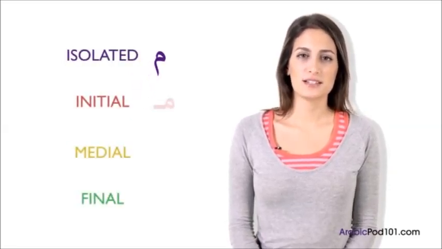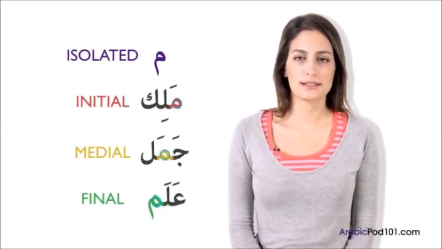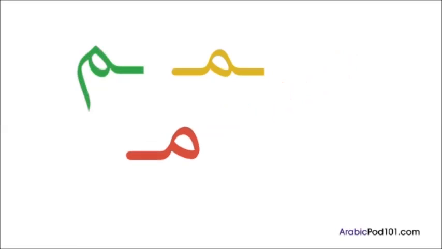Now let's see the other possible forms. Initial, medial, final. It's basically a circle, and the way it connects to the letters around it depends on its position. Here's how to write them. Mim.